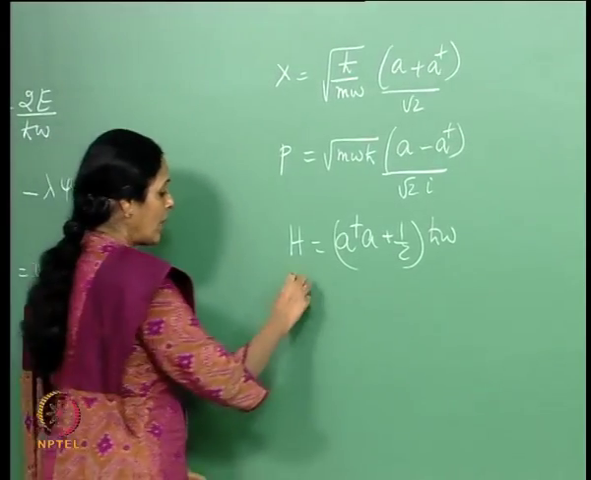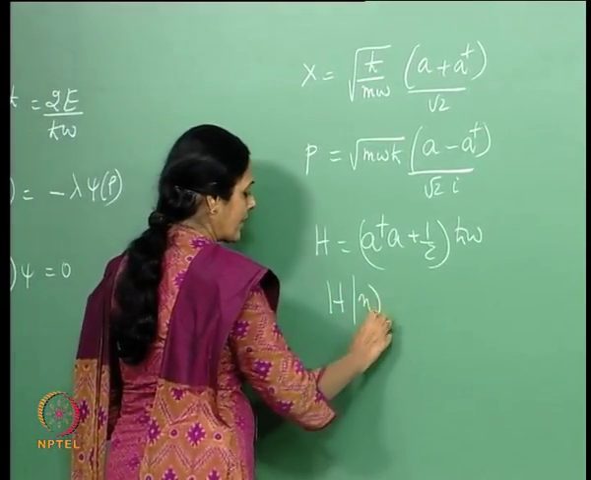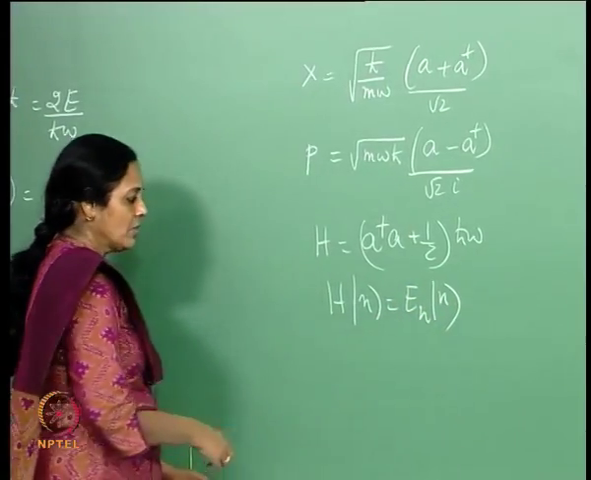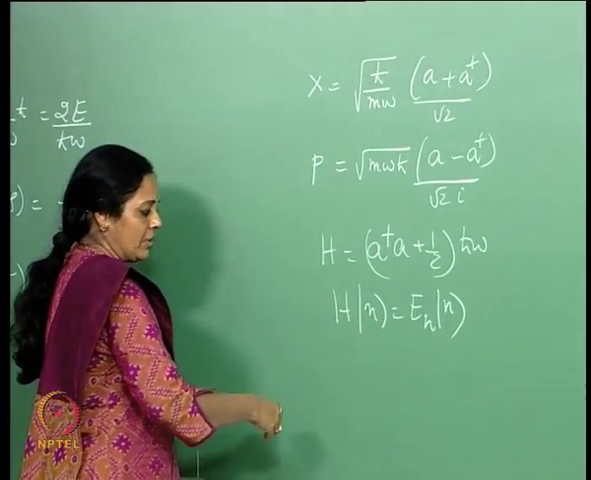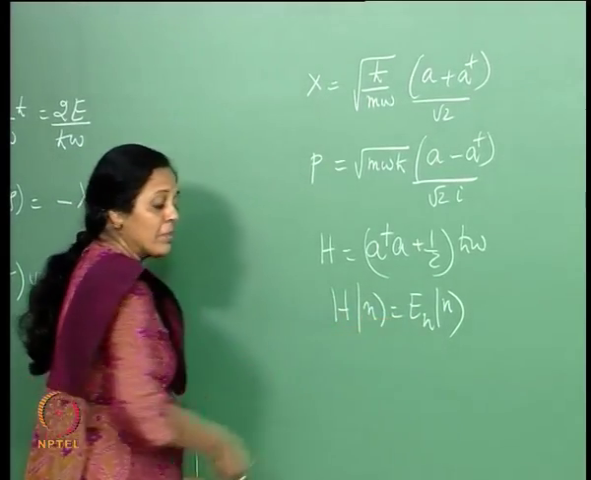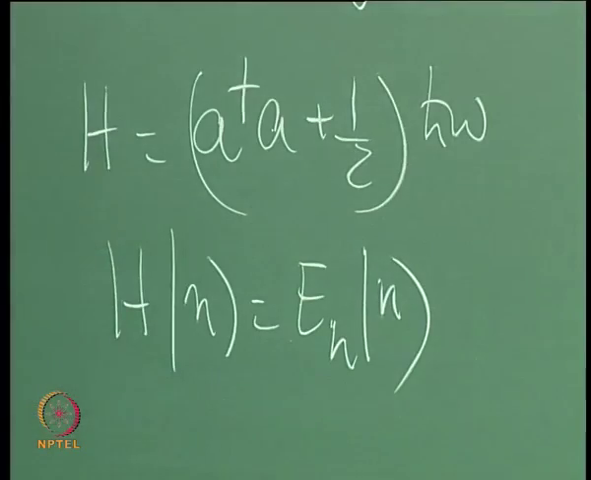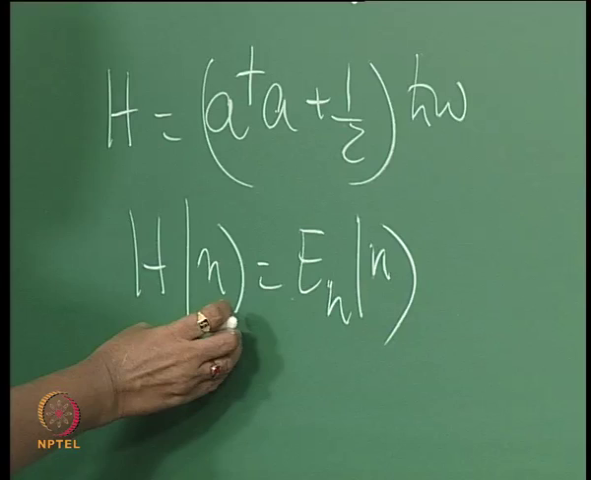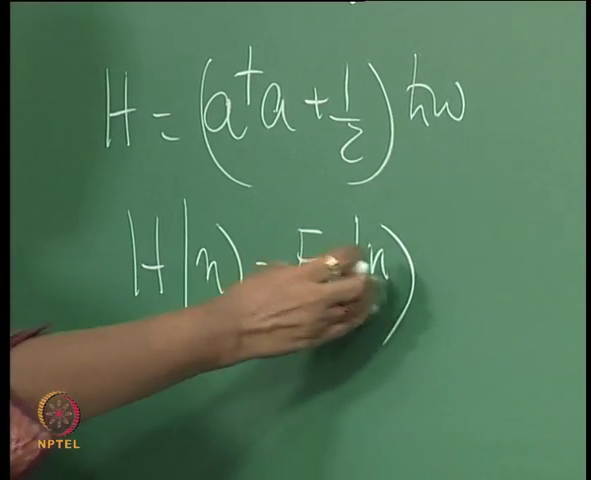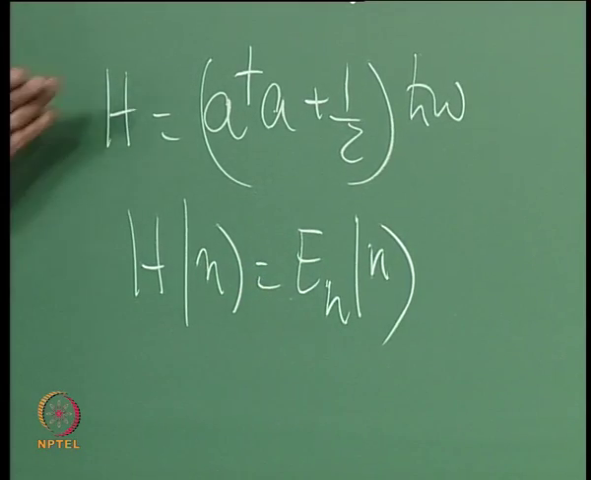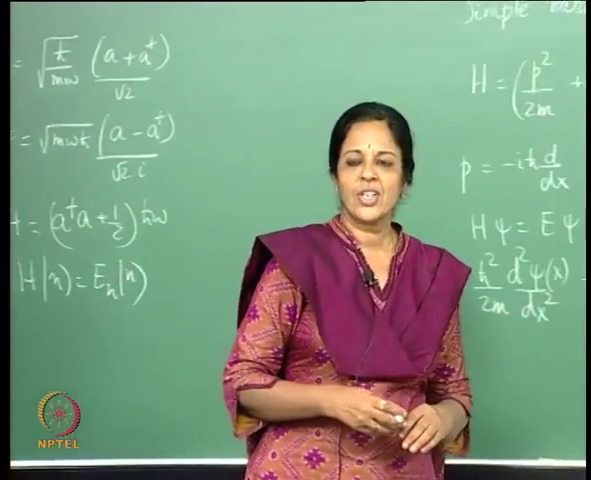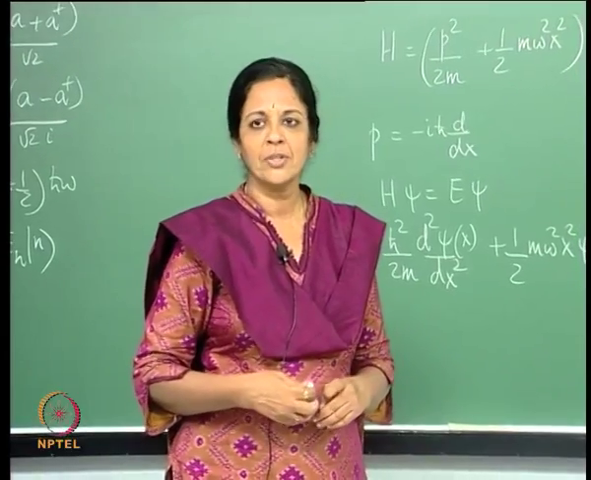And then when I have an equation like H ket n equals E sub n ket n, where n is the state of the oscillator and E sub n is the corresponding energy eigenvalue, that is the same as saying A dagger A plus half h cross omega acting on the state n is E sub n ket n. That equation again is in terms of objects which are dimensionless. A and A dagger are dimensionless quantities.